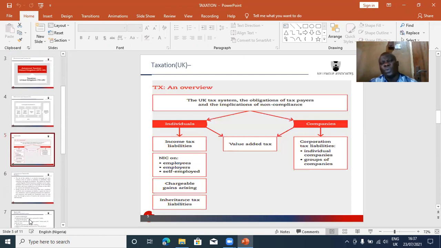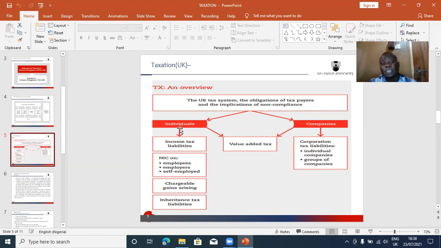So in detail, this is an overview, and as I've said, you need a very good knowledge of the UK tax system, who administers it, and how it is administered. You need to know the obligations and duties of taxpayers, and the implications of non-compliance. The UK has a very strict system when it comes to compliance with tax. Basically, we can group the taxes into the ones that individuals suffer, the ones that companies suffer, and the ones that are suffered by both individuals and companies.